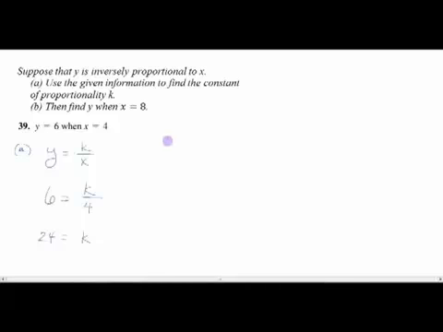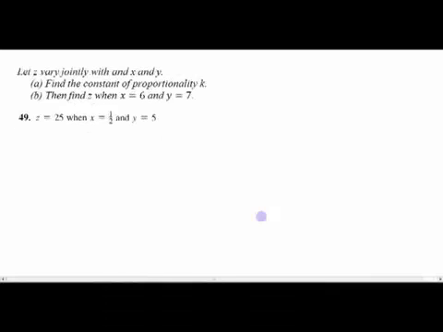That's my part A. If I'm doing part B, they want us to find y when x equals 8. So our model is y equals 24 over x. And if we're finding y when x equals 8, we'll simply replace the x with 8, and we get y equals 3. Now let z vary jointly with x and y. If we have a joint model, then it's z varies jointly with x and y.